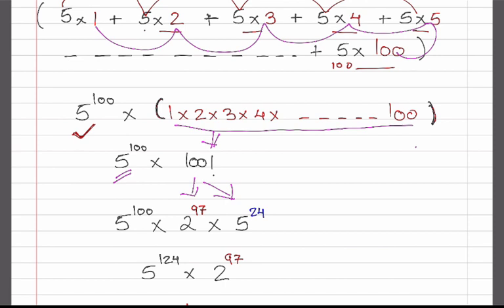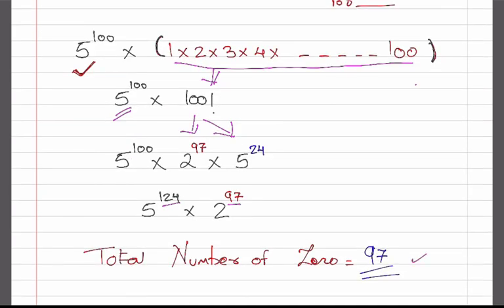How many 5's do I have? 124. How many 2's do I have in this complete thing? 97. So how many zeros will I have? 97, as we have just learned, right?